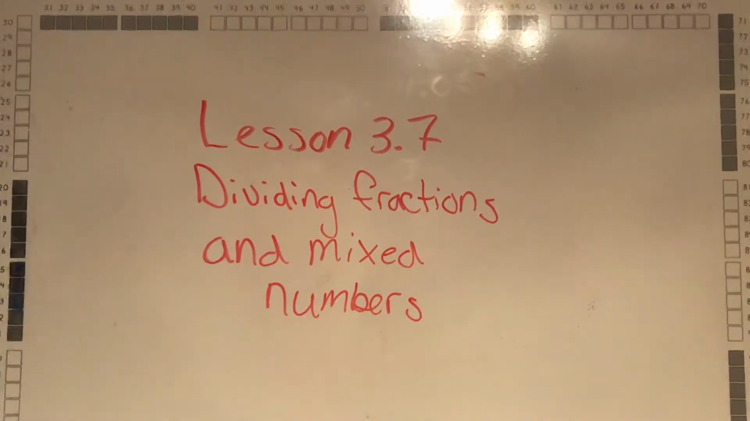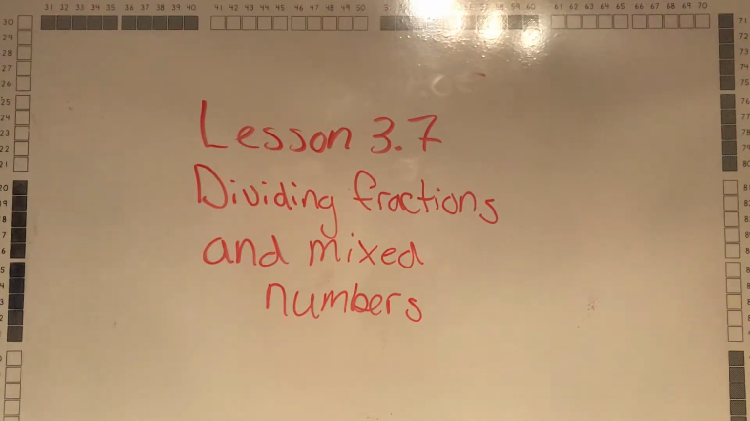All right, today's lesson is lesson 3.7, which is dividing fractions and mixed numbers. So in lesson 3.6, we were multiplying fractions, which all we did was multiply the numerators and then multiply the denominators, and that was our answer. So today it's a little bit different.